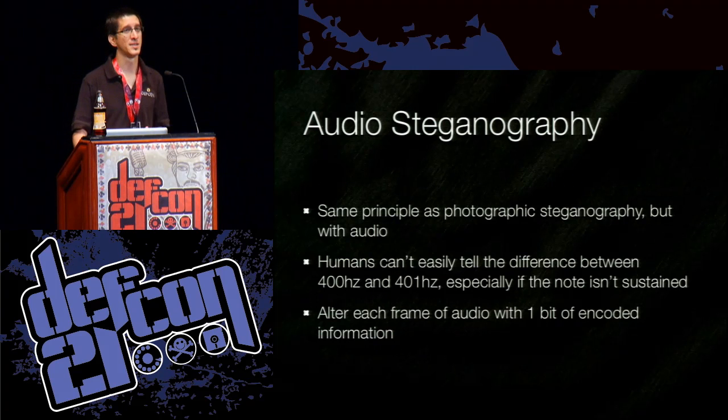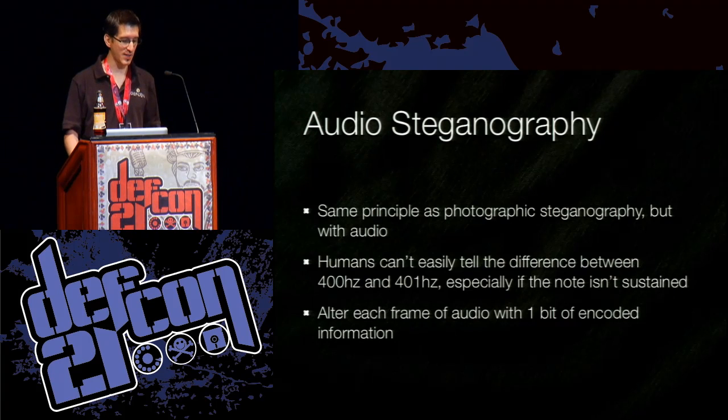Audio steganography is a similar concept to the photographs, but it uses sound. And again, it's based on the fact that humans can't tell the difference between 400 hertz and 401 hertz, especially if the note isn't sustained for a long time. After each frame of audio, 1 bit is encoded in that frame. And if you get a bunch of audio frames, you can encode a bunch of bits, you get your bytes, and now you've got your message.